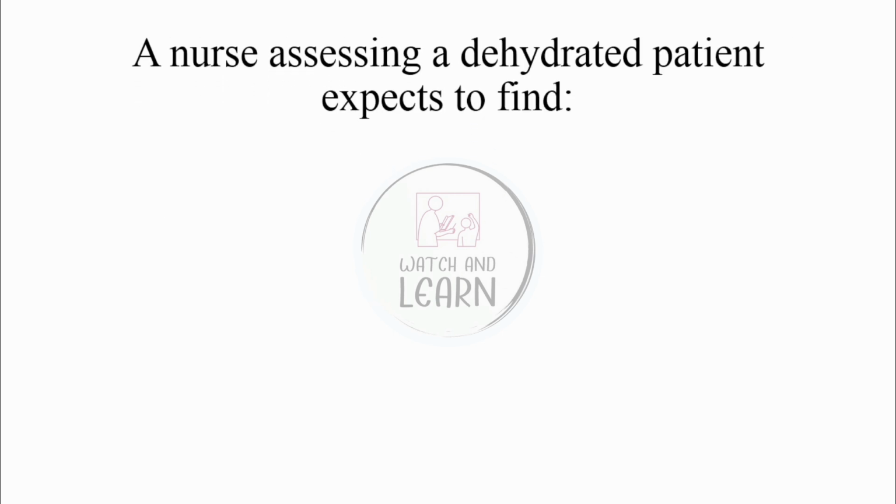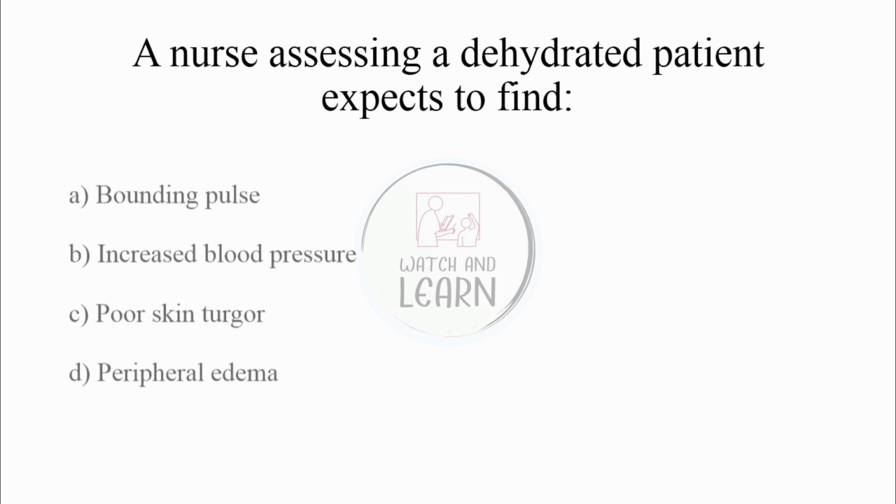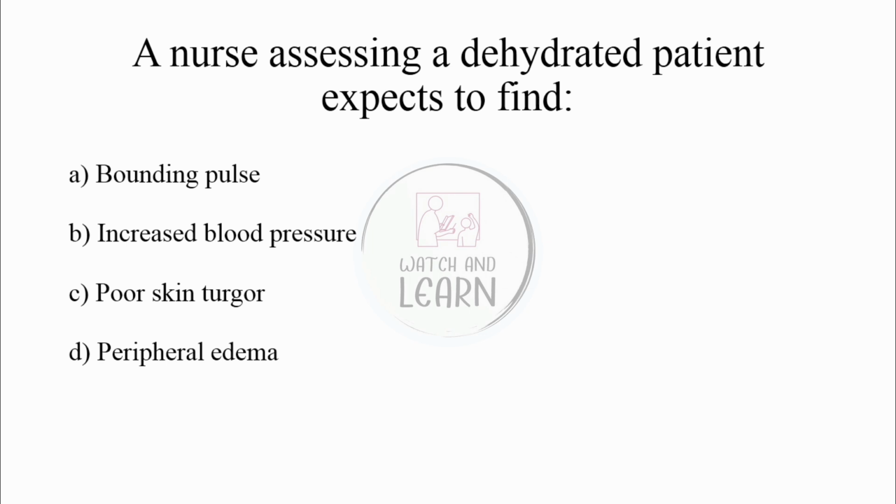A nurse assessing a dehydrated patient expects to find: option A, bounding pulse; option B, increased blood pressure; option C, poor skin turgor; option D, peripheral edema. The right answer is answer C, poor skin turgor.